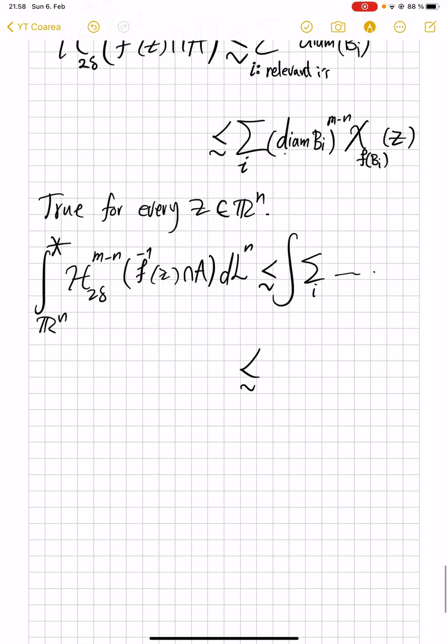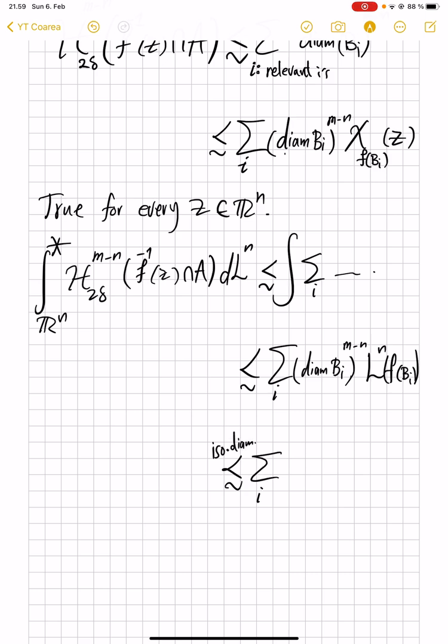But those are characteristic functions, so this will become the sum over i of diameter of B_i to power m minus n, and this would be the Lebesgue measure of the set, the characteristic function. Now comes, again, the isodiametric inequality, which gives us a way of comparing the Lebesgue measure to the diameter. Up to a constant, the Lebesgue measure is less than just diameter to power n. This is saying that in R^n, the volume of a ball is just some multiple of diameter of the ball to power n. And balls are the largest in volume among all other sets with the same diameter. So this will be diameter of f of B_i to the power n.